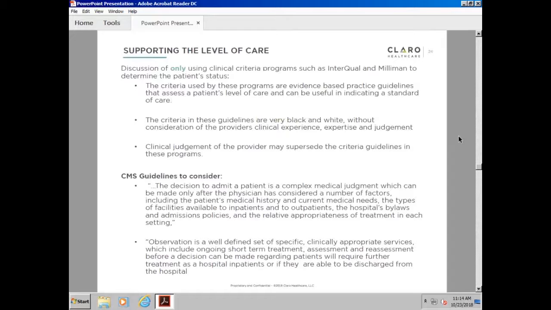And you guys know more than those standards about that patient. So clinical judgment of the provider may supersede those criteria and those guidelines. So that's the biggest takeaway from that: the clinical judgment of the provider may supersede that criteria.